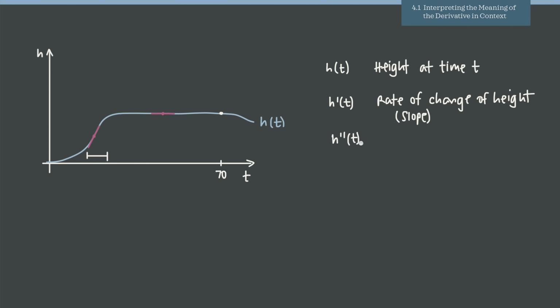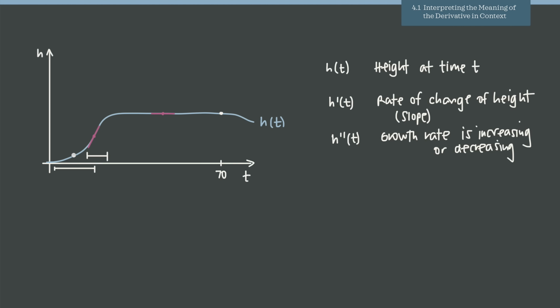And then of course the second derivative, which is the derivative of the first derivative, is going to give us, you can think about it as, the rate of change of the rate of change. It tells us how fast the slope is increasing or decreasing. In the context of motion, we think about that as acceleration, but in a context like this of height, we could think about this as modeling whether or not the growth rate is increasing or decreasing.